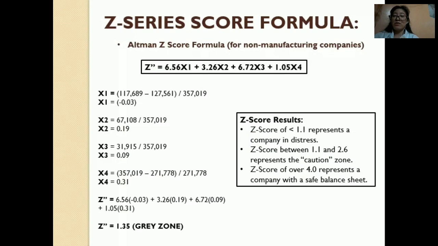After we get the value of the financial ratios, we are now going to substitute it to the formula. So 6.56 times negative 0.03 plus 3.26 times 0.19 plus 6.72 times 0.09 plus 1.05 times 0.31 is equal to 1.35, which is in the gray zone. Manila Electric Company has a Z-score of 1.35, which means that the company is in the caution zone and with a moderate chance of filing for bankruptcy.